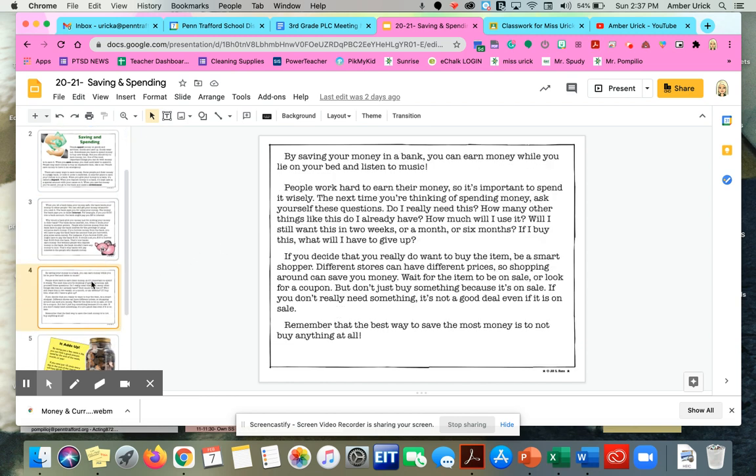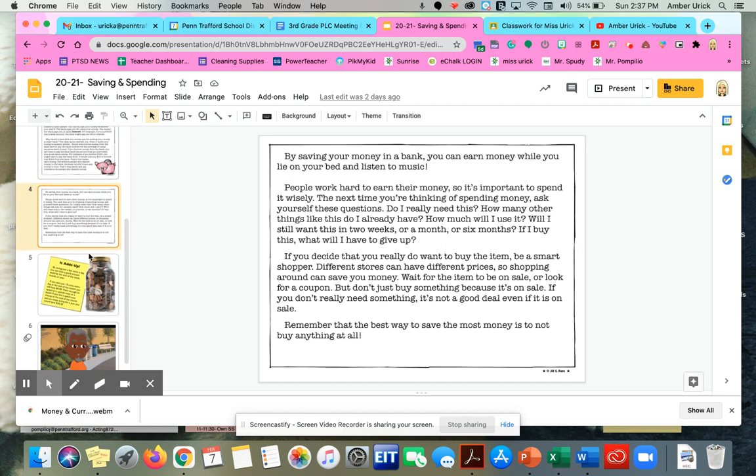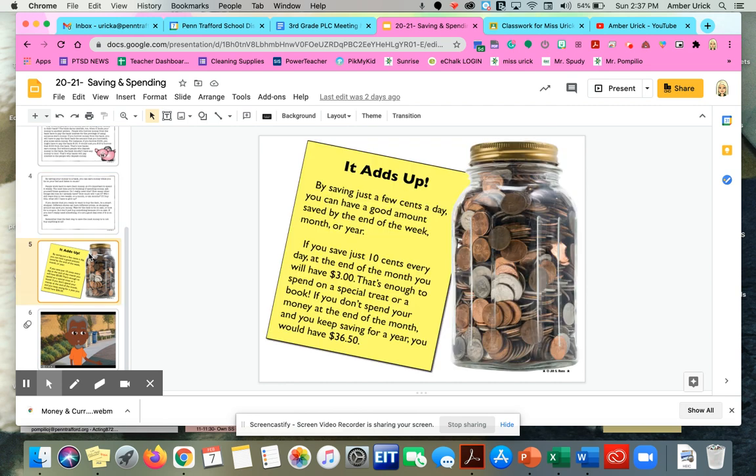Then on slide 4, it's just continuing to talk about saving, spending, and interest money. There are no new vocabulary words here, so make sure you read for detail. Slide 5, it's just, oh, look at all that money, right? In that little piggy bank. It's talking about adding up, still talking about some interest here. So talking about saving some money.